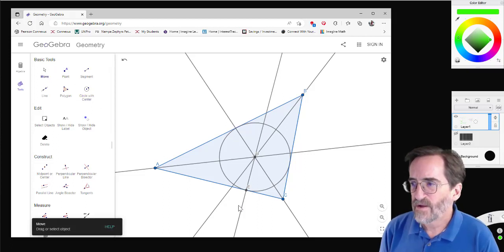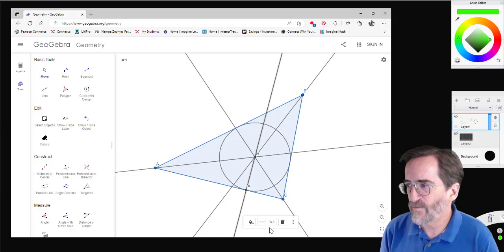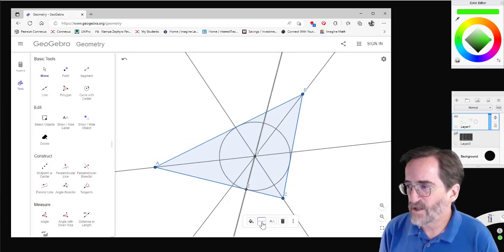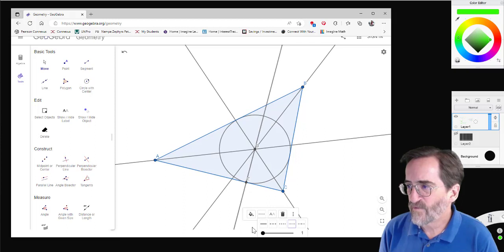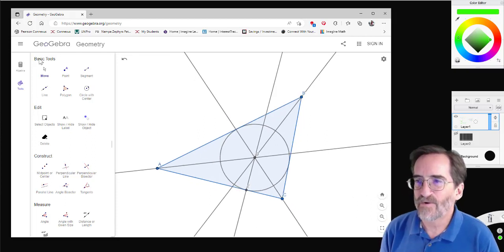Okay, and let's go ahead and change the line style on this one here to minimize that. Let's just make it dashed and very thin. Well, that didn't work. Well, let's try again. Dashed and thin. Huh. It's not working. Anyway, I'm not going to worry about it.